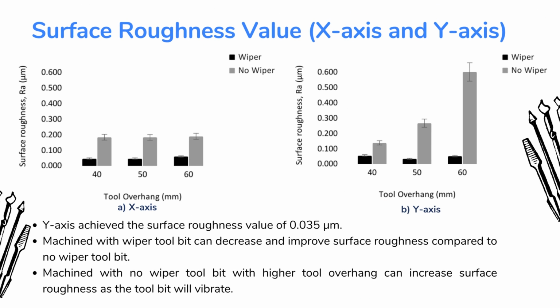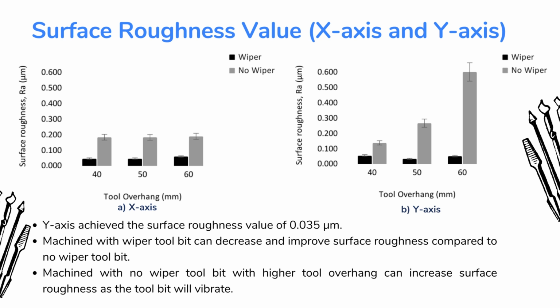We have successfully achieved our aims in this experiment, where we have achieved the surface roughness value of 0.035 micrometer at overhang 50 mm for the wiper insert tool bit. The after-machine product of the wiper tool bit can decrease and improve the surface roughness compared to the no wiper tool bit surface finish.